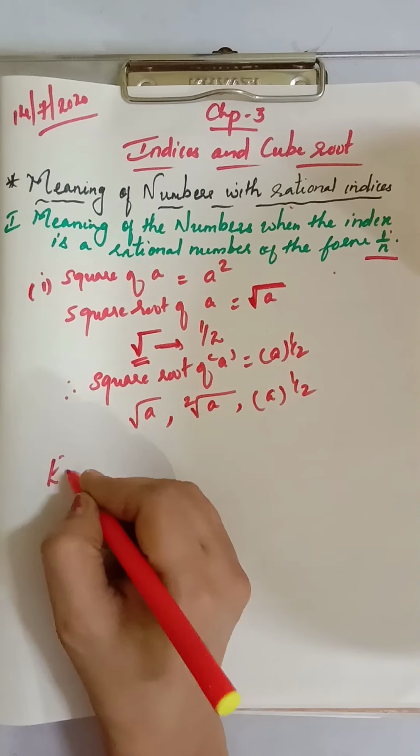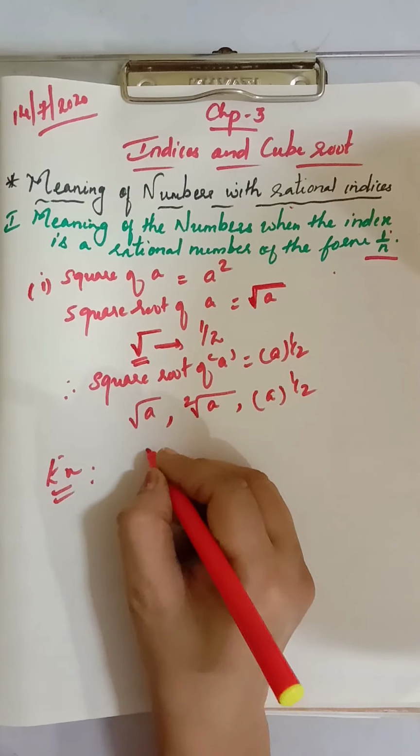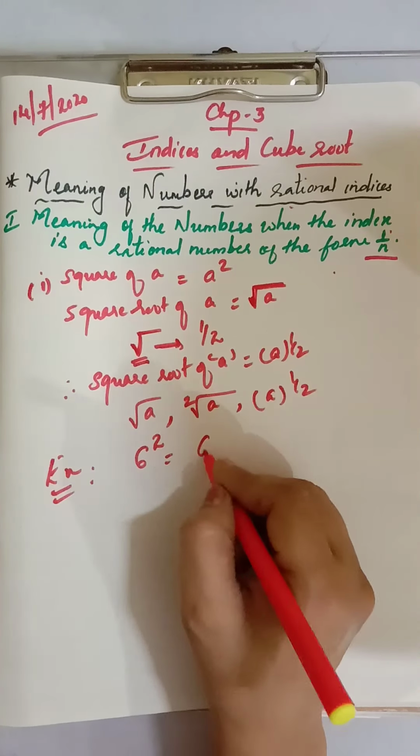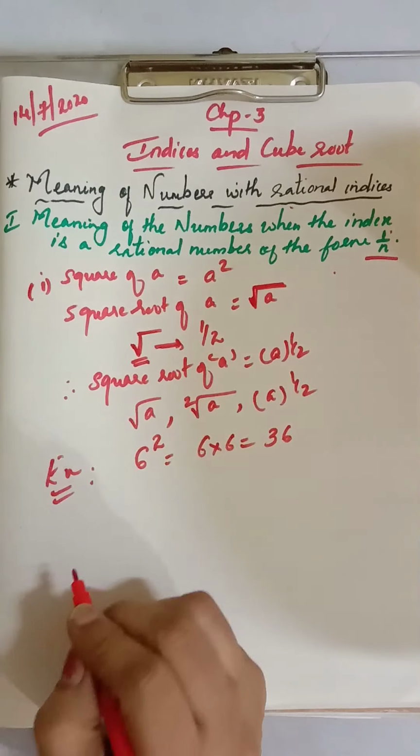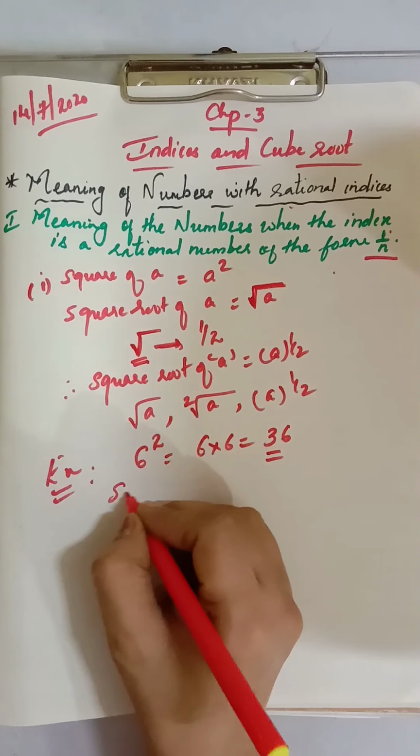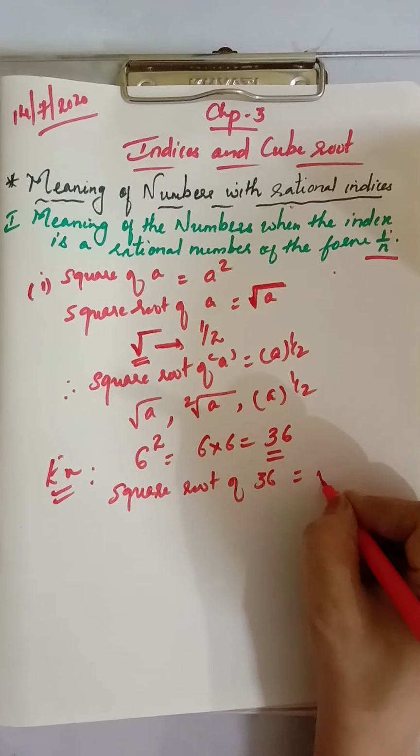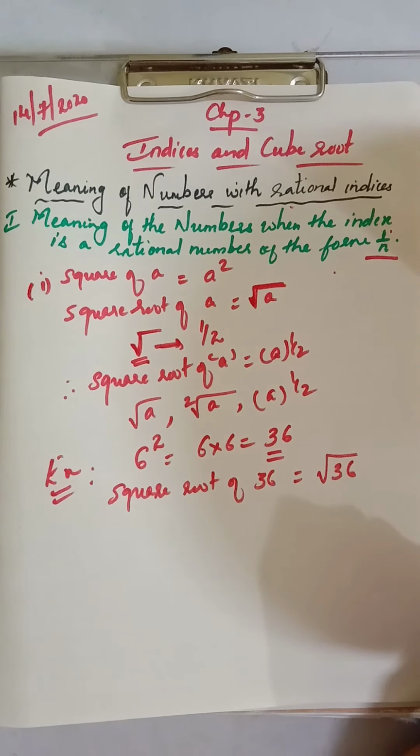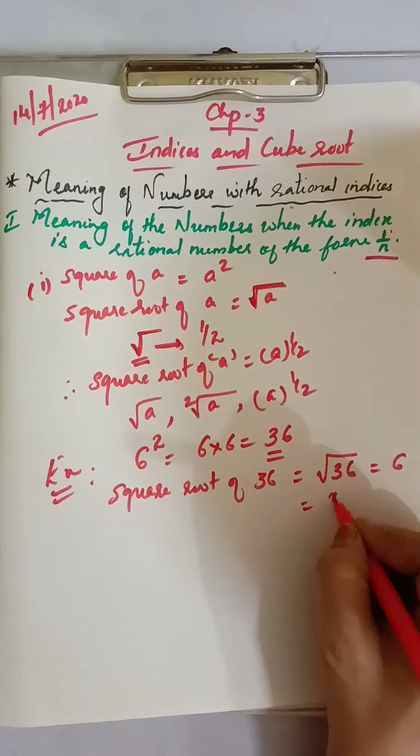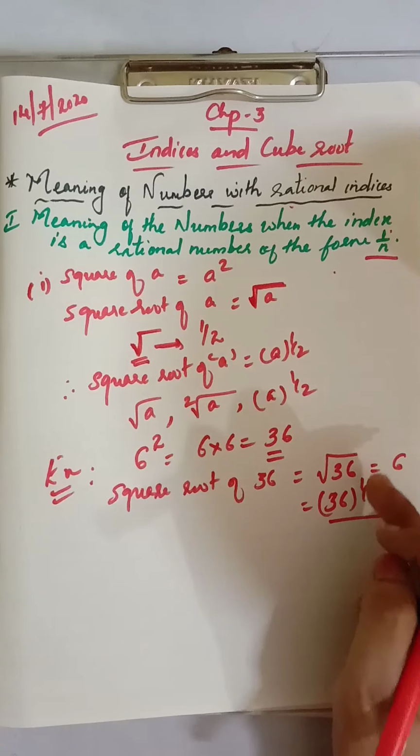Now suppose we take an example, say for example the square of 6. How will we write it? 6 square will be 6 into 6, and that is equal to 36. Now if we have to write the square root of 36, you can write it either using this radical sign, that is square root of 36, and the square root of 36 is what children? 6, right? Or you can write it as 36 raised to half. So what is this? Nothing but the square root of 36. Both ways you can write.